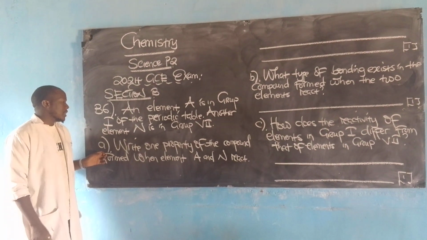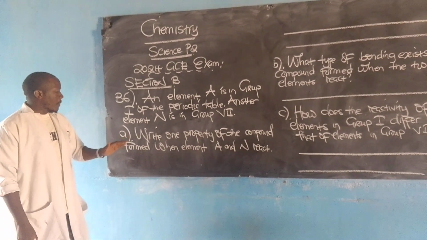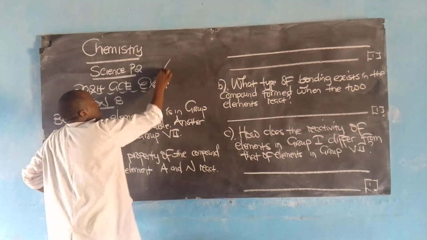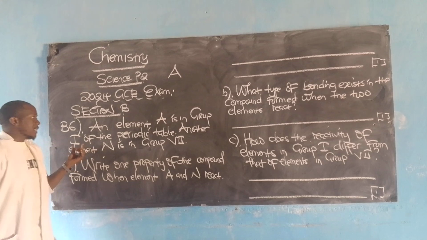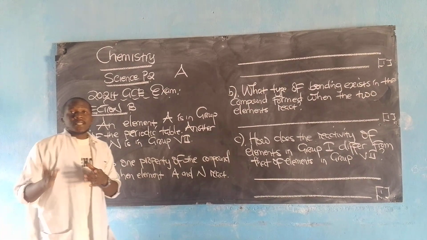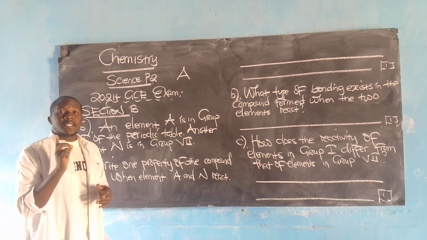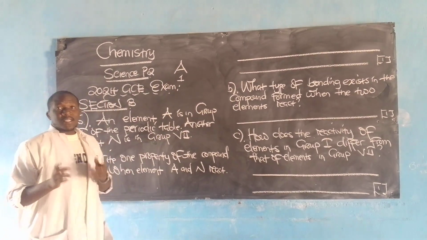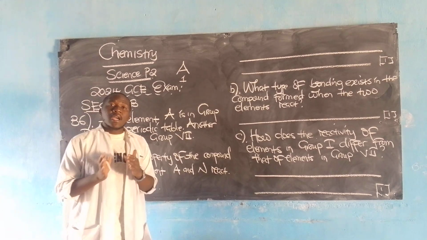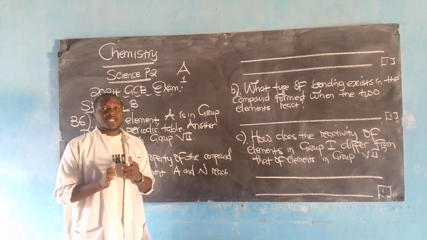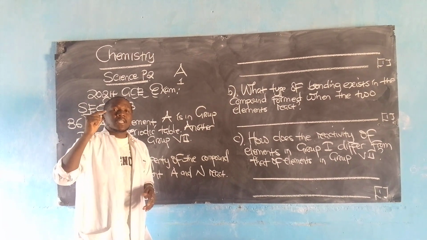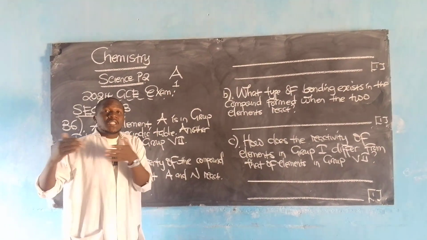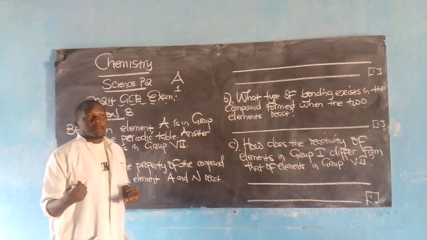So the question continues. Write one property of the compound formed when element A and N react. For instance, this is element A. When element A is in group 1, it simply means it has one electron in its outermost shell, hence it has a valence of 1. The valence is the number of electrons an element can either lose or gain in order to be stable. So when an element is in group 1, it simply means it has one electron in its last shell, which it can lose in order to attain a stable structure.